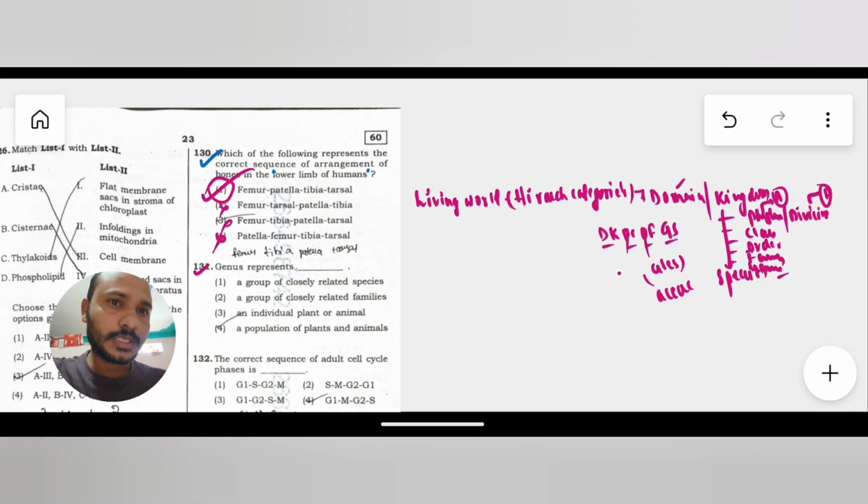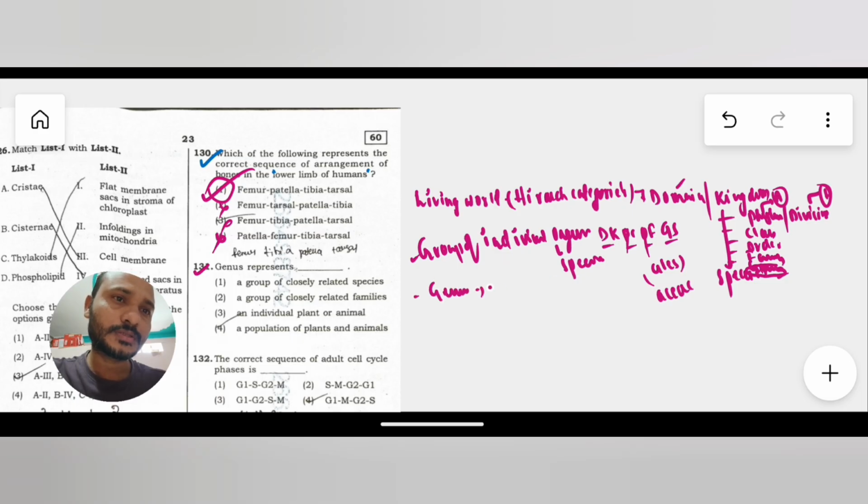So what exactly is genus? Genus is a group of closely related species. Generally, species is the basic unit of classification. Species are a group of individual organisms. I am writing here: a group of closely related individual organisms together form a species. But what is genus? Genus forms a group of closely related species. A group of closely related species together form a genus.